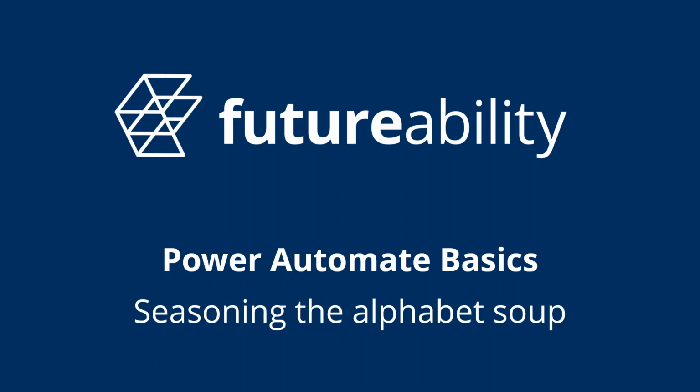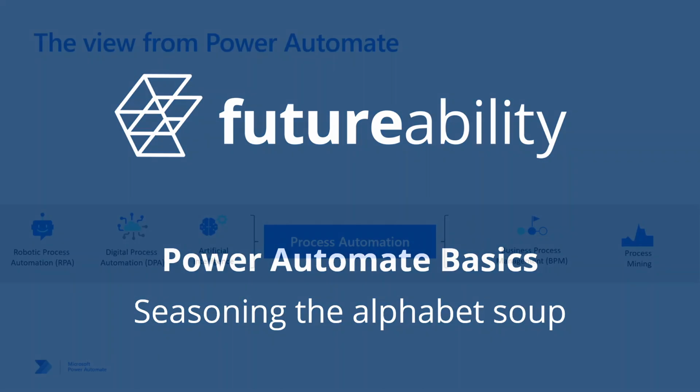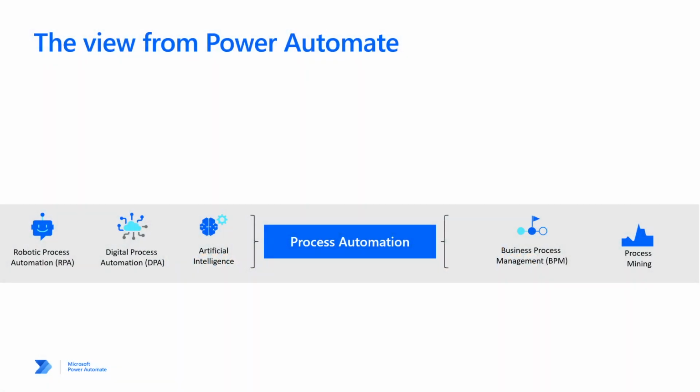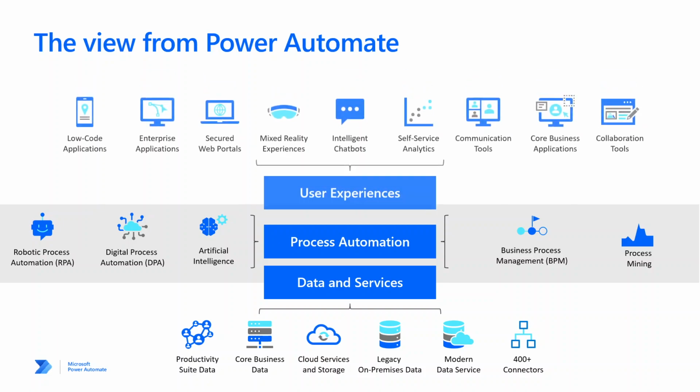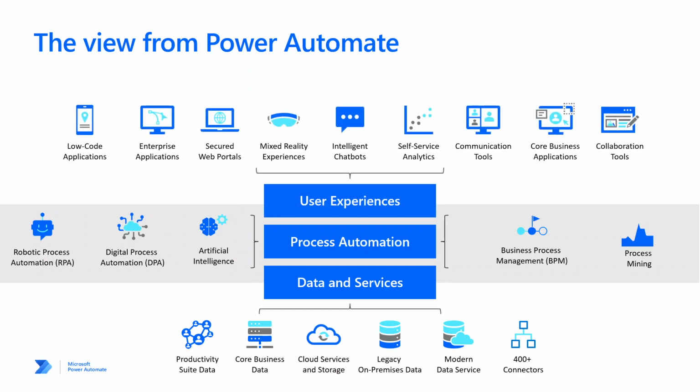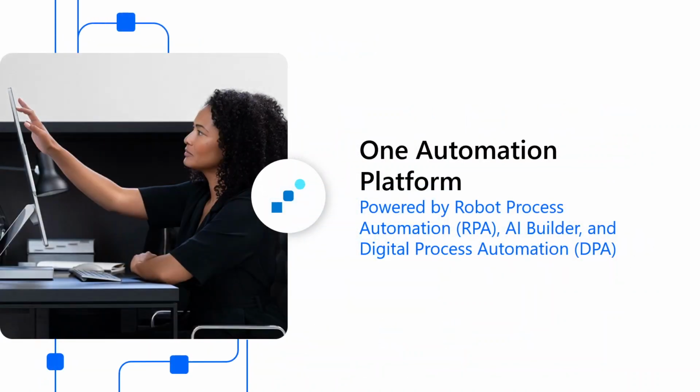In the technology industry, we are always coming up with new acronyms, lovely acronyms. Look at this slide and you see things like RPA, DPA, there's an AI in there. We talk about UI automation and APIs and things like that. And sometimes it can be a bit of an alphabet soup for people.